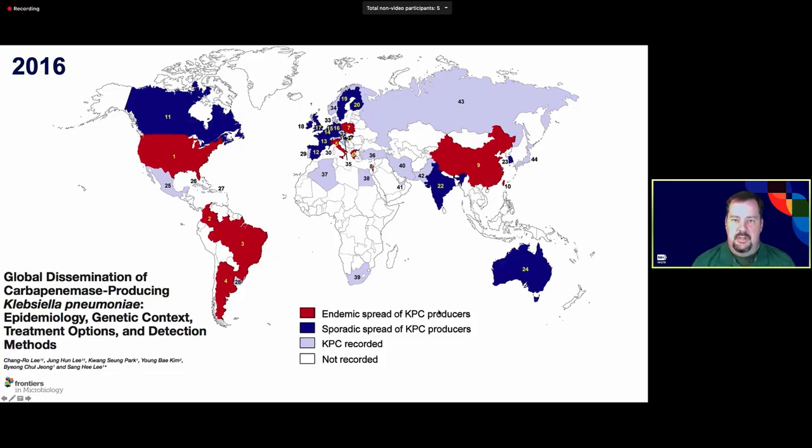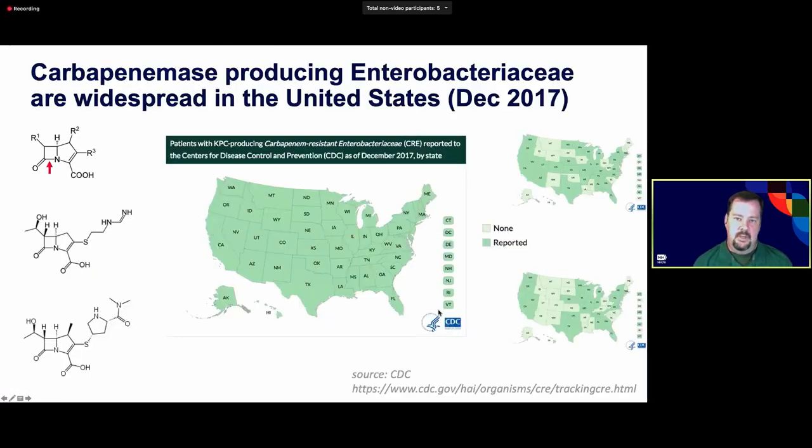And so we're interested in understanding this spread, especially because carbapenem resistance tends to be on what are called plasmids, which are small pieces of DNA that can move between bacteria. So bacteria can very quickly become resistant if they acquire these plasmids. This is carbapenemase resistance in the United States. So we've zoomed into the US. It's a little bit of an older slide, but you can see pretty much everywhere in the United States has carbapenem resistance.